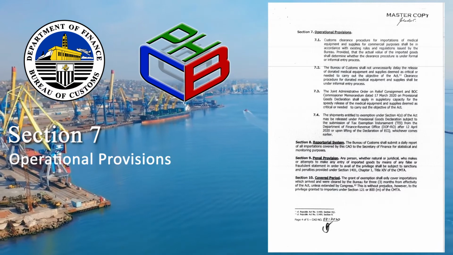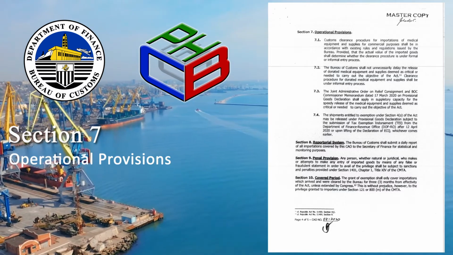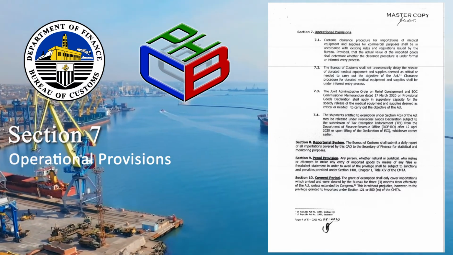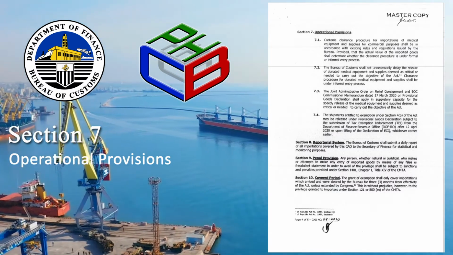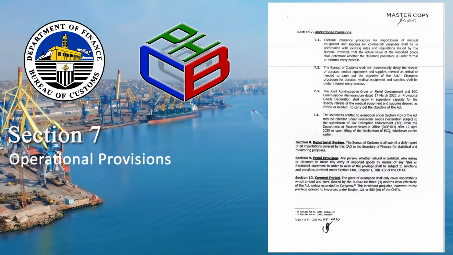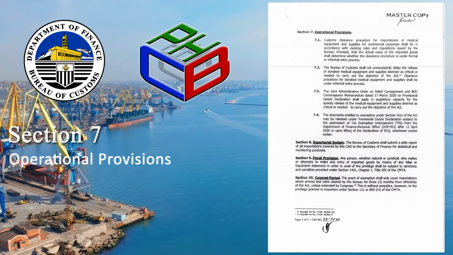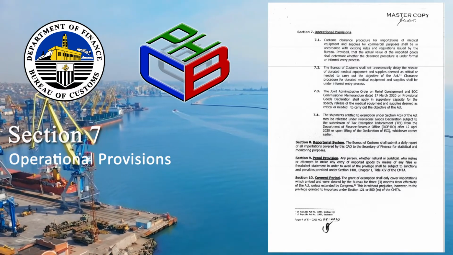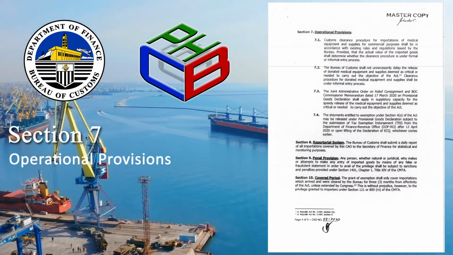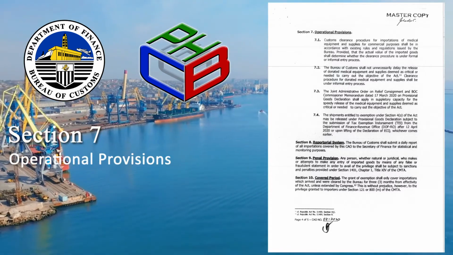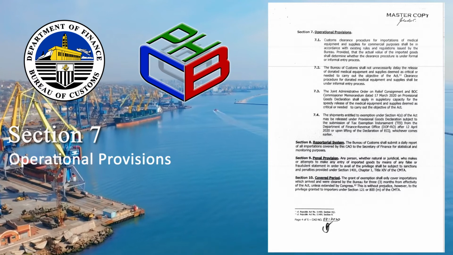Section 7. Operational Provisions. 7.1 Customs clearance procedure for importations of medical equipment and supplies for commercial purposes shall be in accordance with existing rules and regulations issued by the Bureau. Provided that the actual value of the imported goods shall determine whether the clearance procedure is under formal or informal entry process. 7.2 The Bureau of Customs shall not unnecessarily delay the release of donated medical equipment and supplies deemed as critical or needed to carry out the objective of the Act. Clearance procedure for donated medical equipment and supplies shall be under informal entry process.